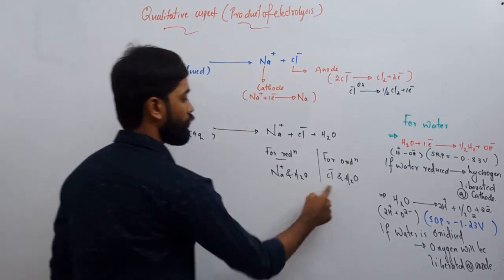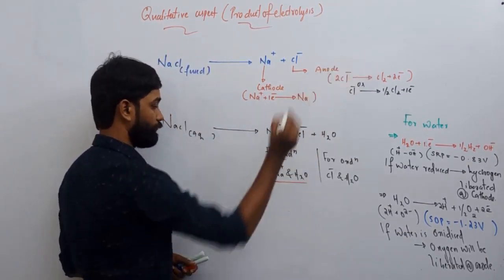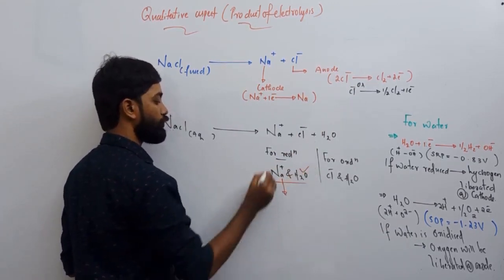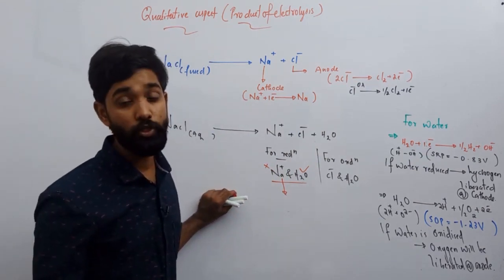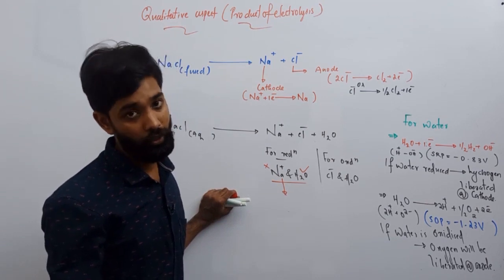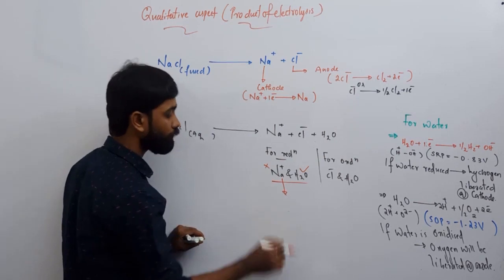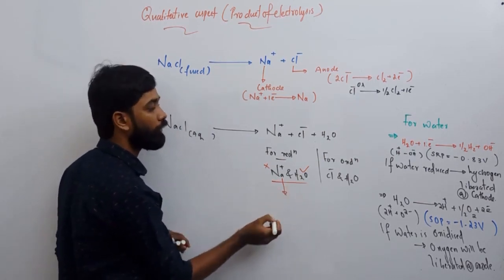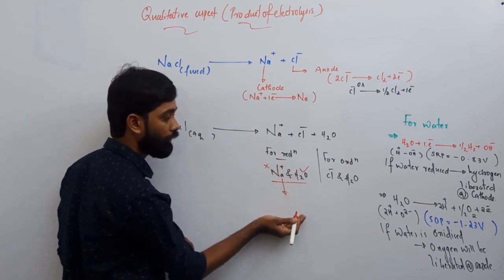So here is a competition, and in this competition, you have to know that water will reduce and Na+ will not reduce. That depends on the relative reduction potential. So if water is reduced, what happens? What is the product at a cathode? Since it is reduction, the product will be at the cathode, right?